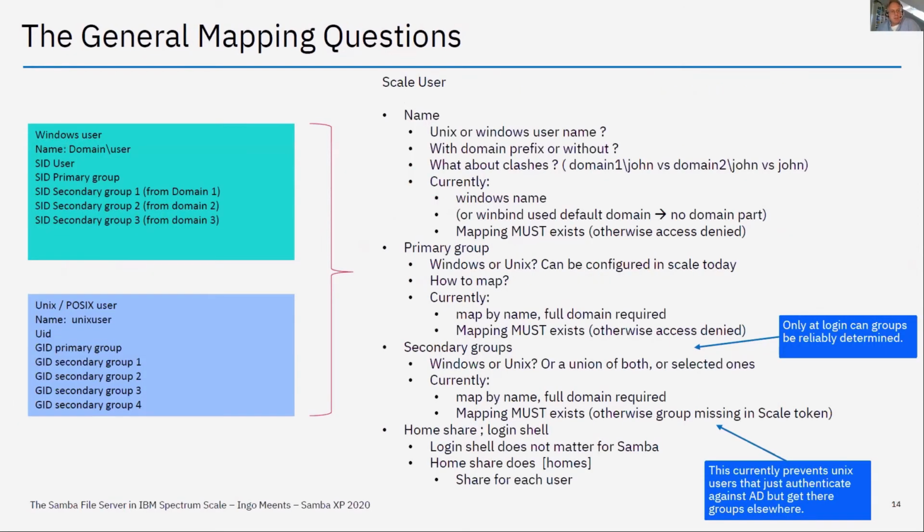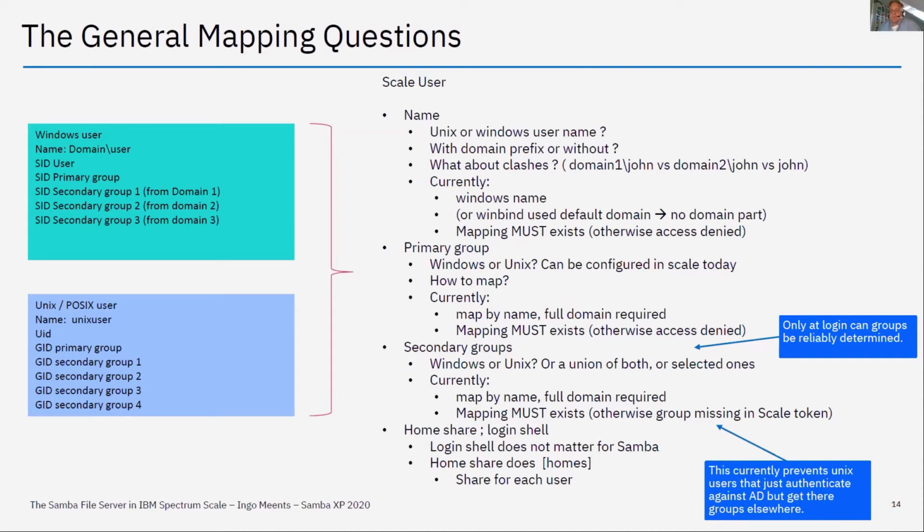And so if we take a look at the general mapping questions, so basically we have a Windows identity and we have a Unix identity. And the question is on the scale, what is the username? Is it the Windows username? Is it the Unix username? Do we have a prefix or don't we have a prefix?